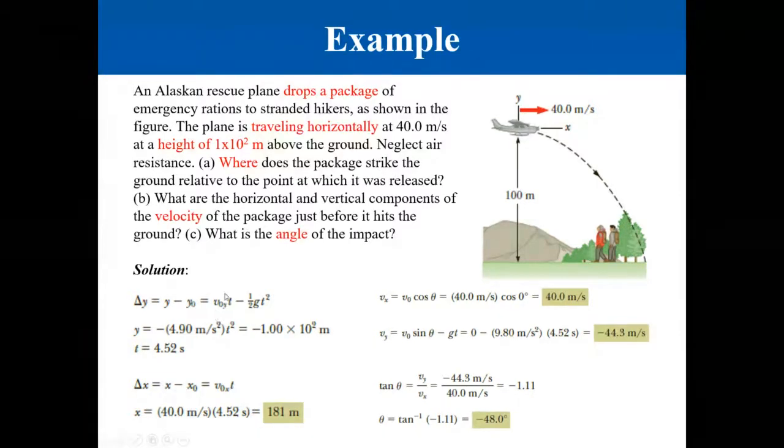So here the initial value for the velocity along y is 0, so the first term vanishes. We end up with just this term, minus half g t squared. G is 9.8, half of that is 4.9, multiplied by t squared. We know that y is minus 100, so now we can solve this equation for the time. T equals the square root of 100 divided by 4.9, which is 4.52 seconds.